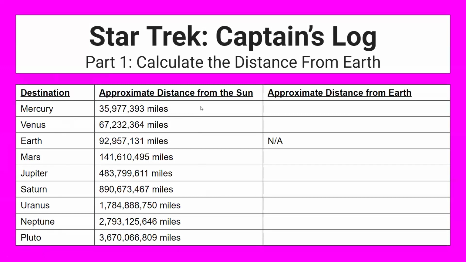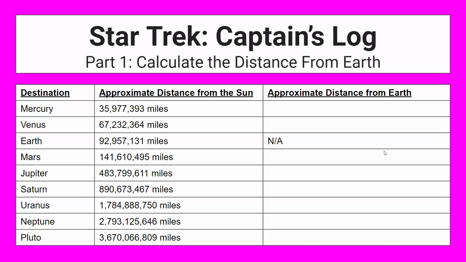And for the record, using kilometers, the numbers are a lot cleaner, but this activity uses miles because that's going to be more meaningful to our students. But it's certainly a good place to have a conversation about how science is usually using the metric system, etc. So anyways, it gives the distance from the sun.